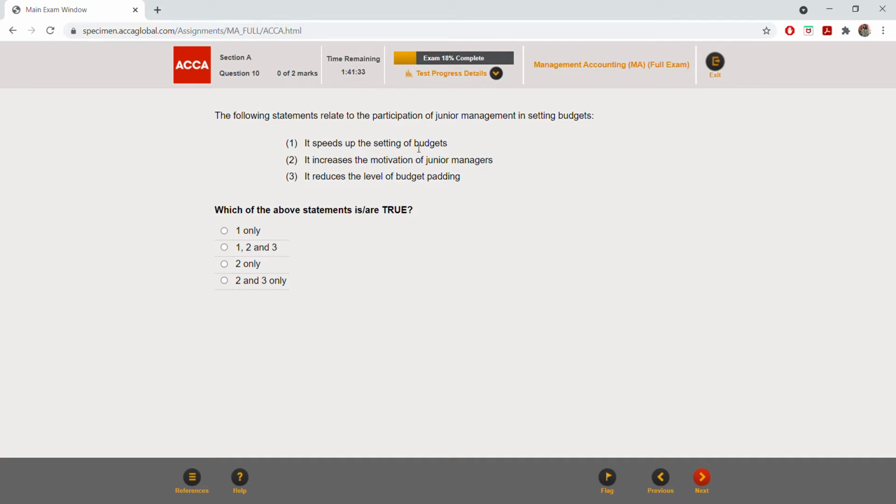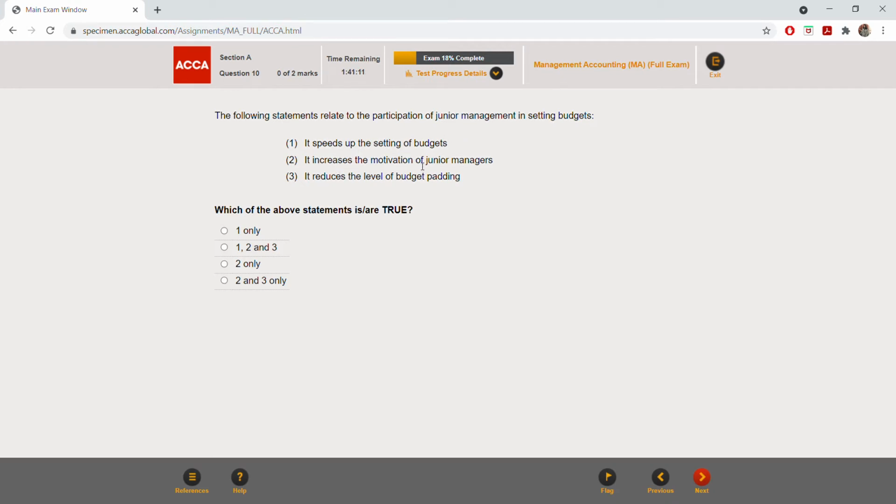It speeds up the setting of budget. When you're telling the junior management to participate, does it speed up the setting of budget? No, it does not, because junior management will make a lot of mistakes and take time, so it does not speed up, it slows it down. If you're taking senior management, yes, you can say it speeds up. So the first one is not true.